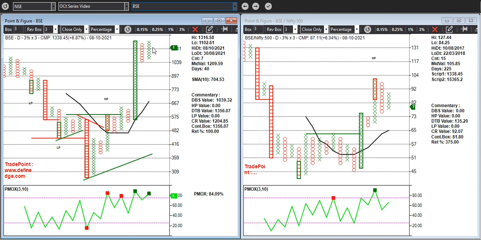So I would rather wait for another follow through. But if you want to trade this stock, yeah, it's good, and you can keep a stop loss as per your convenience.